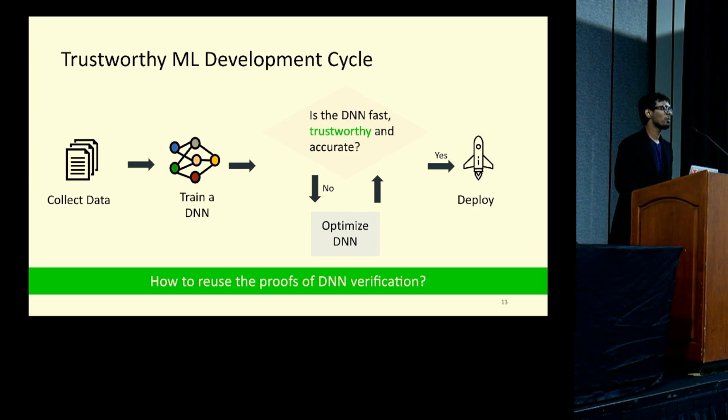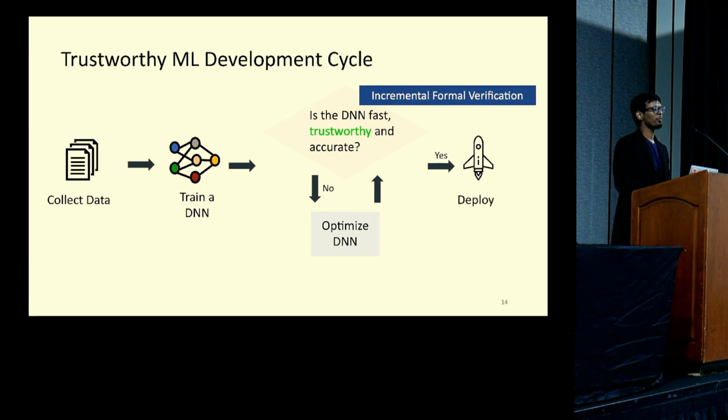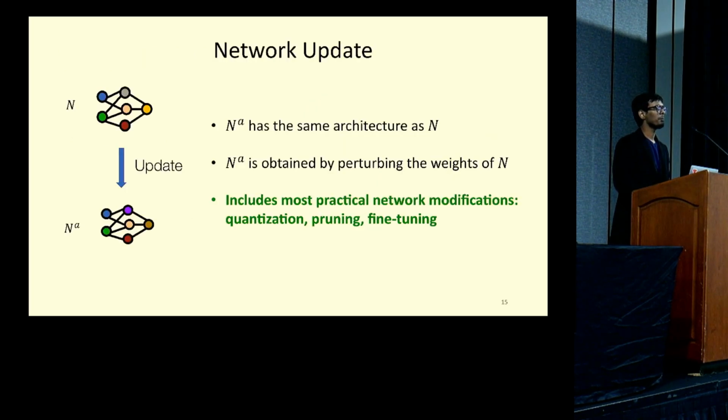To address this problem, in this work, we pose this question: how can we reuse the DNN verification for the verification of updated networks? And we come up with this incremental formal verification solution that allows us to reuse the verification across these updates. The network updates that we consider, such as pruning, quantization, fine-tuning, they do not change the architecture of the network, but they only update the weights of the network.